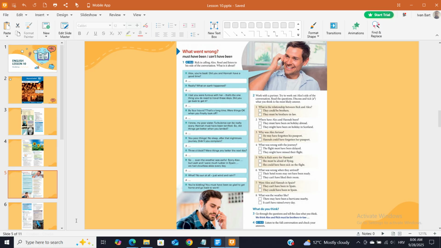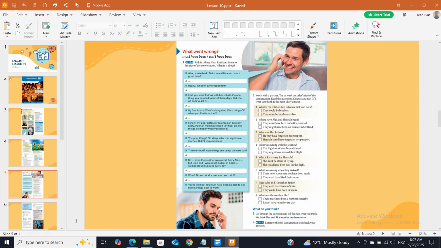Even the weather was awful. Sorry, Alex. But Leah and I were much luckier in Spain. We had cloudless skies every day. What? No sun at all, just wind and rain? You're kidding. You must have been so glad to get home and go back to work.